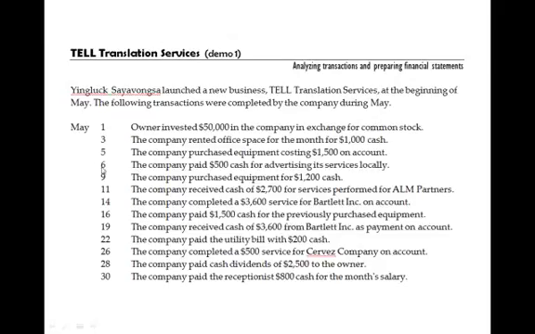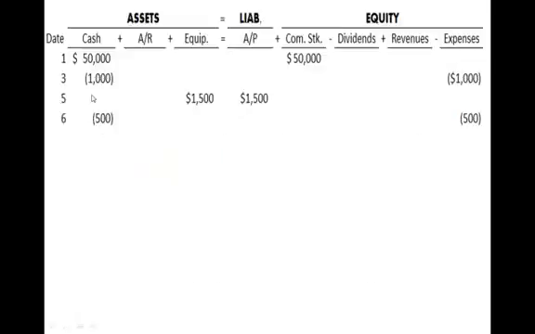Look at May 6th. The company paid $500 cash for advertising its services locally. So what are you going to do with that? Cash coming in, cash going out. Well, it's paid. That means it's going out. So a decrease in cash. And what's it for? It's for advertising expense. So how are you going to record that? We're going to record that by a decrease in cash and a decrease in expenses. All right? Expenses, remember, have a negative impact, a decreasing effect on equity.